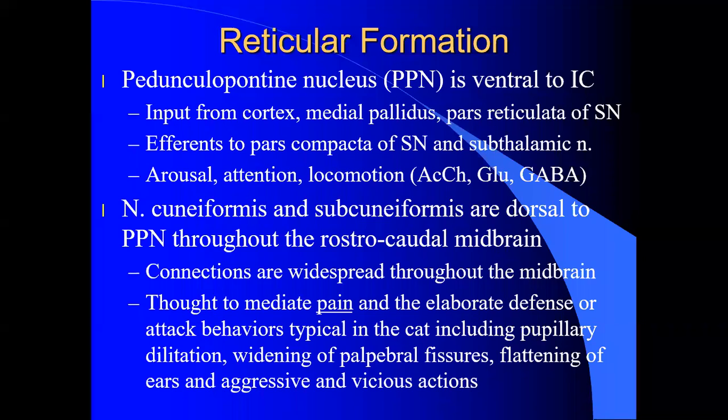Good. The reticular formation, in the midbrain, when we talk about the reticular formation, the pedunculopontine nucleus is a very important part of it. It's ventral to the inferior colliculus. You have input from the cortex, from the medial pallidus, from pars reticulata. These are related to one another. We'll come back to that another day. You have efferent from the reticular formation going to pars compacta. This portion has a lot to do with arousal, attention, locomotor, that sort of thing. You have the cuneiform and subcuneiform portions, nuclei in the reticular formation.